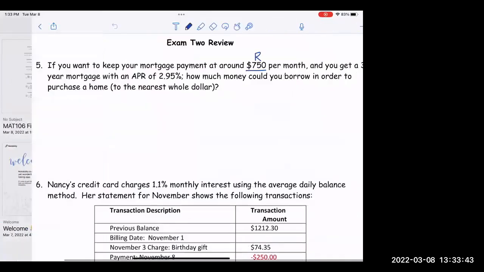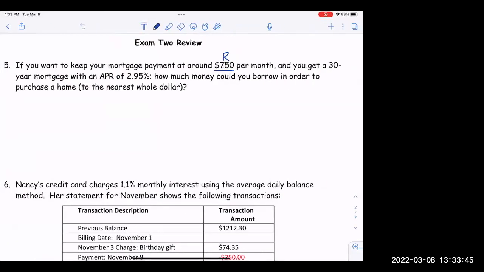So then let's keep reading. So let's see. 30-year mortgage. Well, 30 then is the number of years. That's T. The APR is 2.95%. So that's lowercase r, 0.0295. And that's all they give me. So then what do they ask me to find? They say, how much money could you borrow in order to purchase a home?